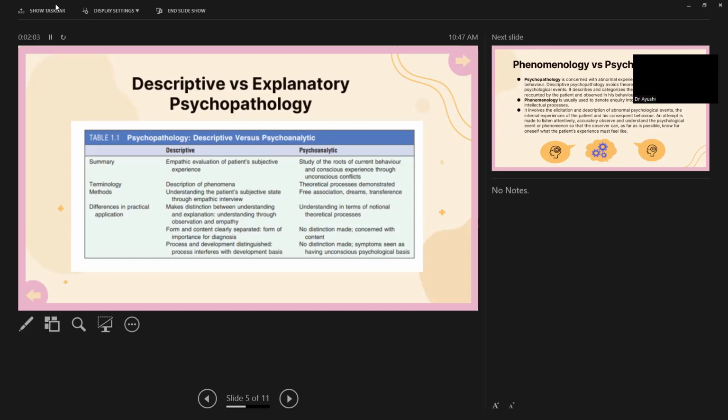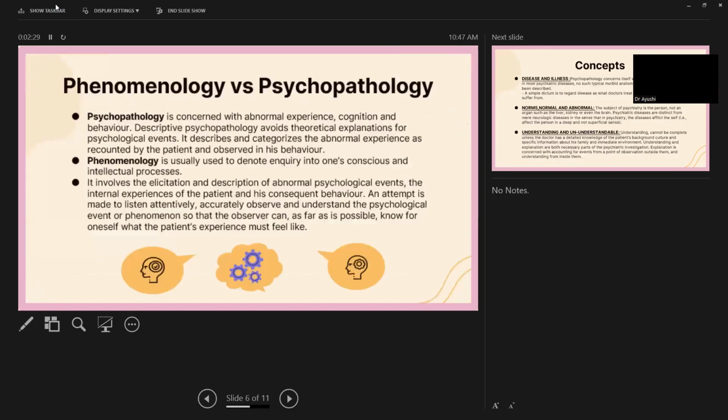Whereas psychoanalytic or explanatory psychopathology studies the roots of current behavior and conscious experiences through unconscious conflicts. Theoretical processes are demonstrated through free association, dreams, and transference. Understanding is in terms of notional theoretical processes. No distinction is made, and it is concerned with content. Symptoms are seen as having an unconscious psychological basis.